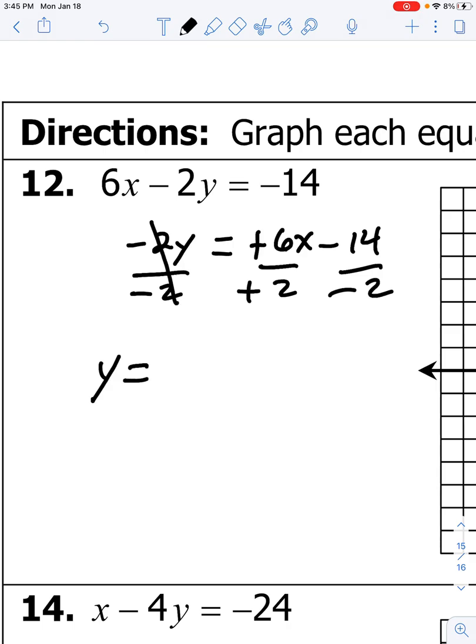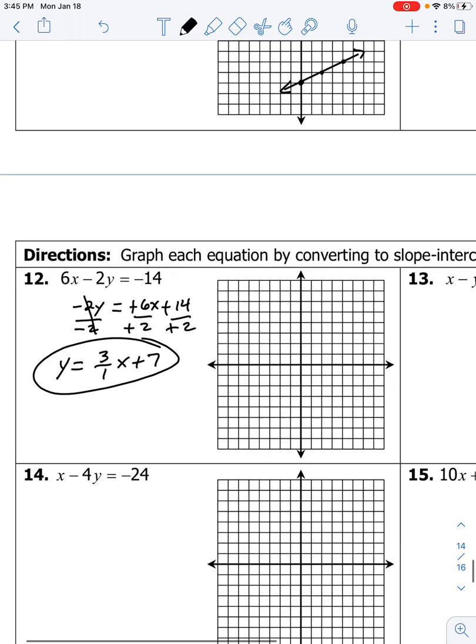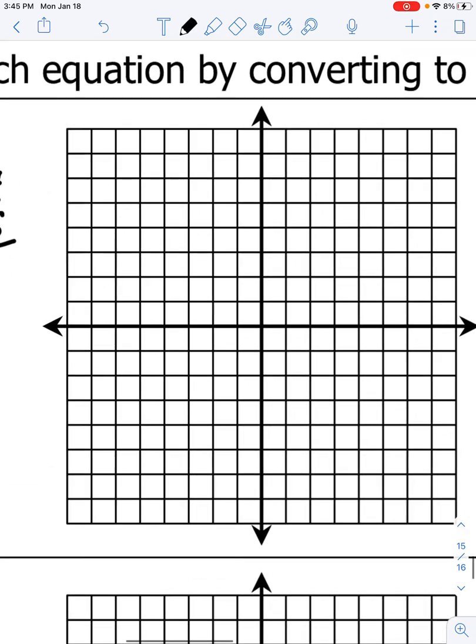So you get y equals negative over negative is a positive. 6 over 2 reduces to 3 over 1. And then you also get a negative over negative, which is a positive. So there's your equation. We're going to plot it at positive 7. So we're going to go up 1, 2, 3, 4, 5, 6, 7.